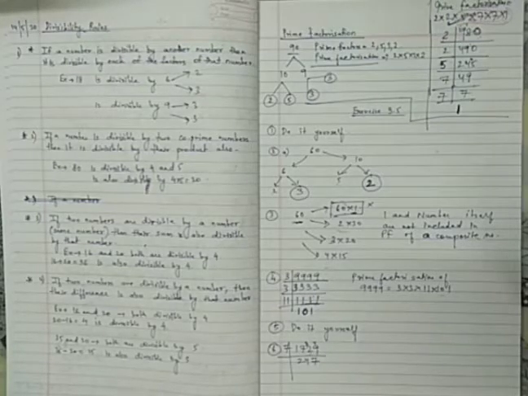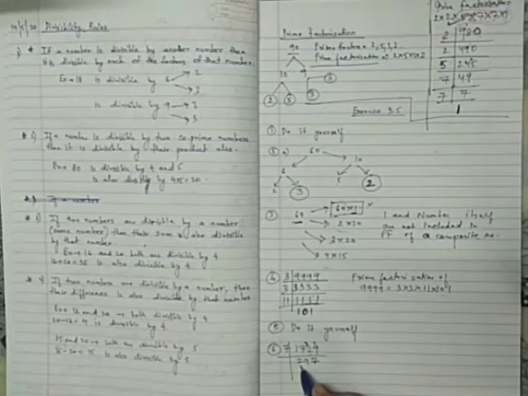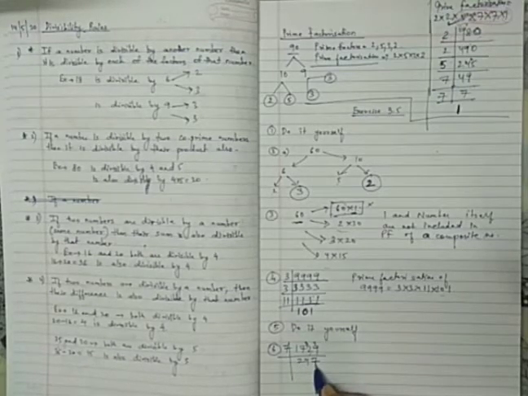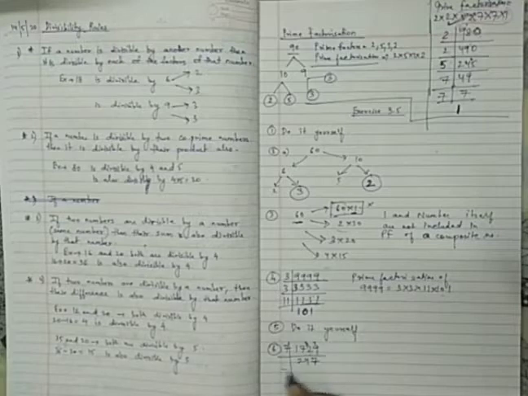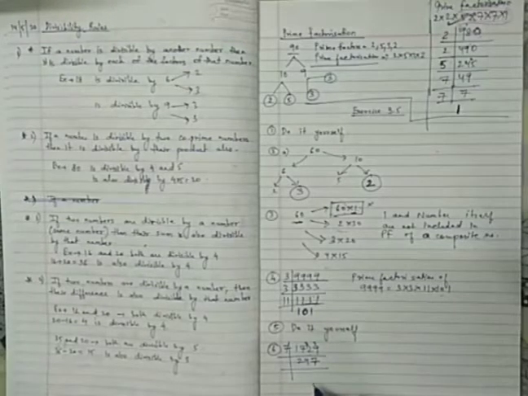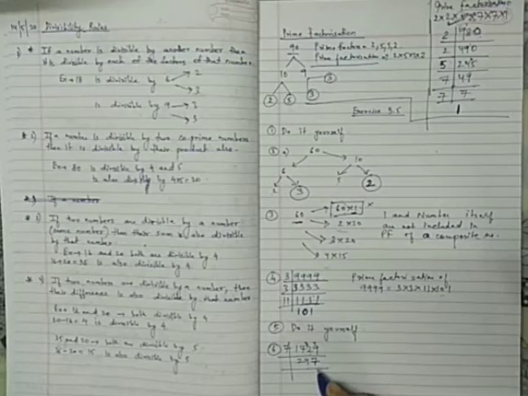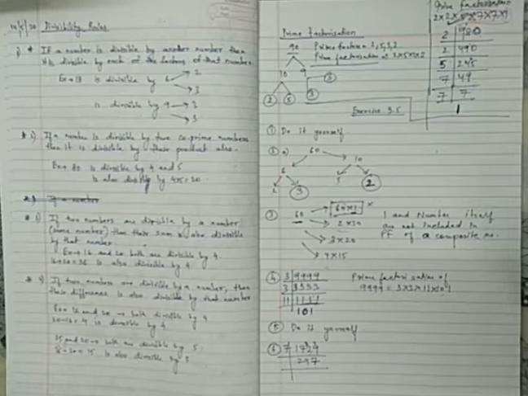247. Now let us see this number. Not divisible by 2. Is it divisible by 3? 2 plus 4, 6. 6 plus 7, 13. No, not divisible by 3. 4, no, because 47 is not divisible by 4. 5, no. 6, no. 7, no. Let us see 7. 7 twos are 14. So 107. No, it is not divisible by 7 also.